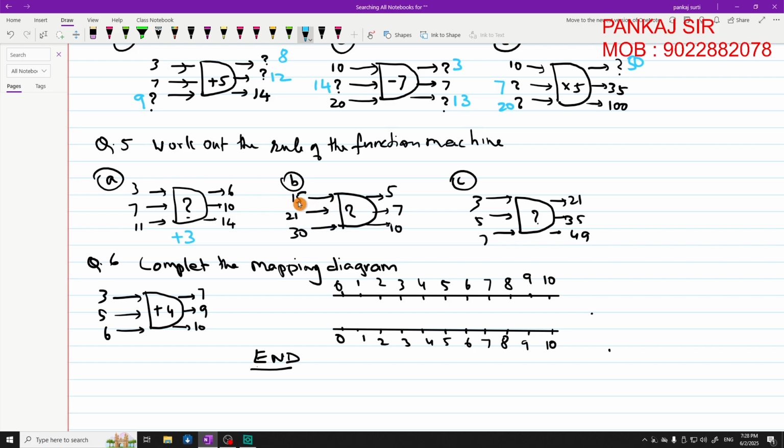In this case, 15 and then 5. So 15 divided by 3 should give me 5. 21 divided by 3 should give me 7. 30 divided by 3 should give me 10. So this will be division by 3, right? Here it will be 7 and 21. So 3 times 7 will be 21. 5 times 7 will be 35. So this is times 7. 7 times 7 will be 49. So these are the answers.